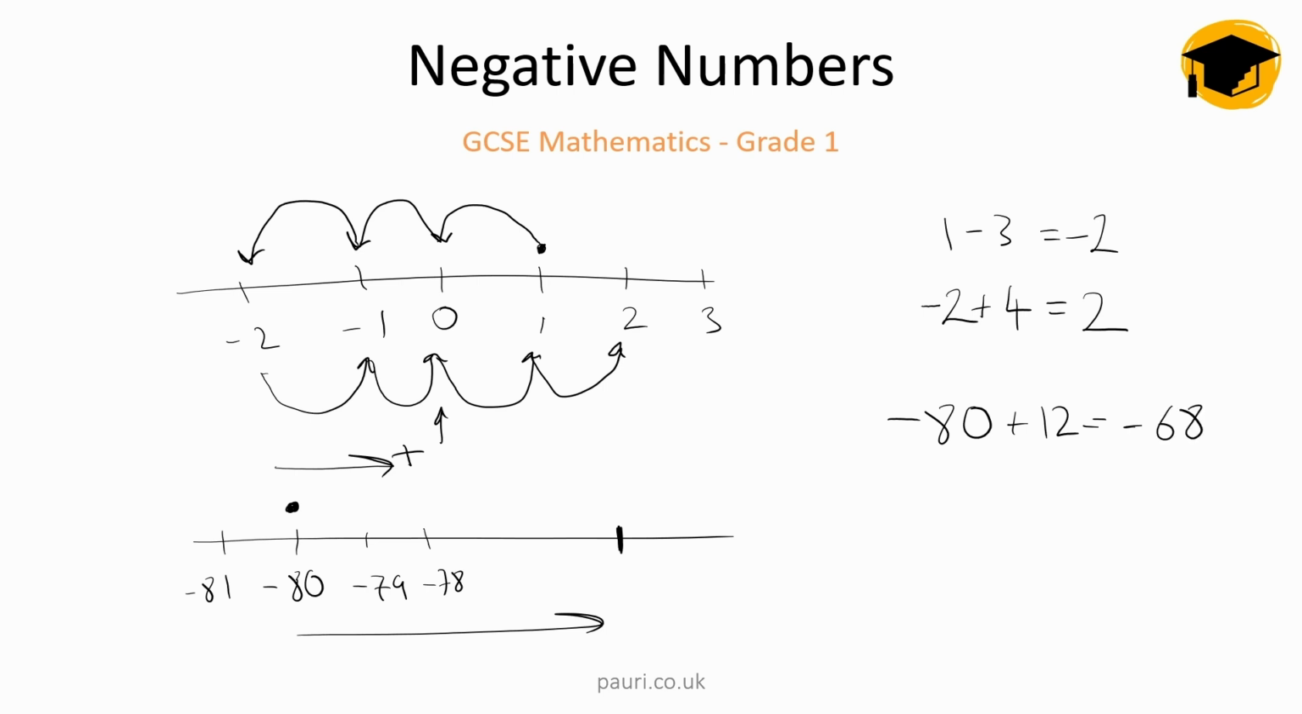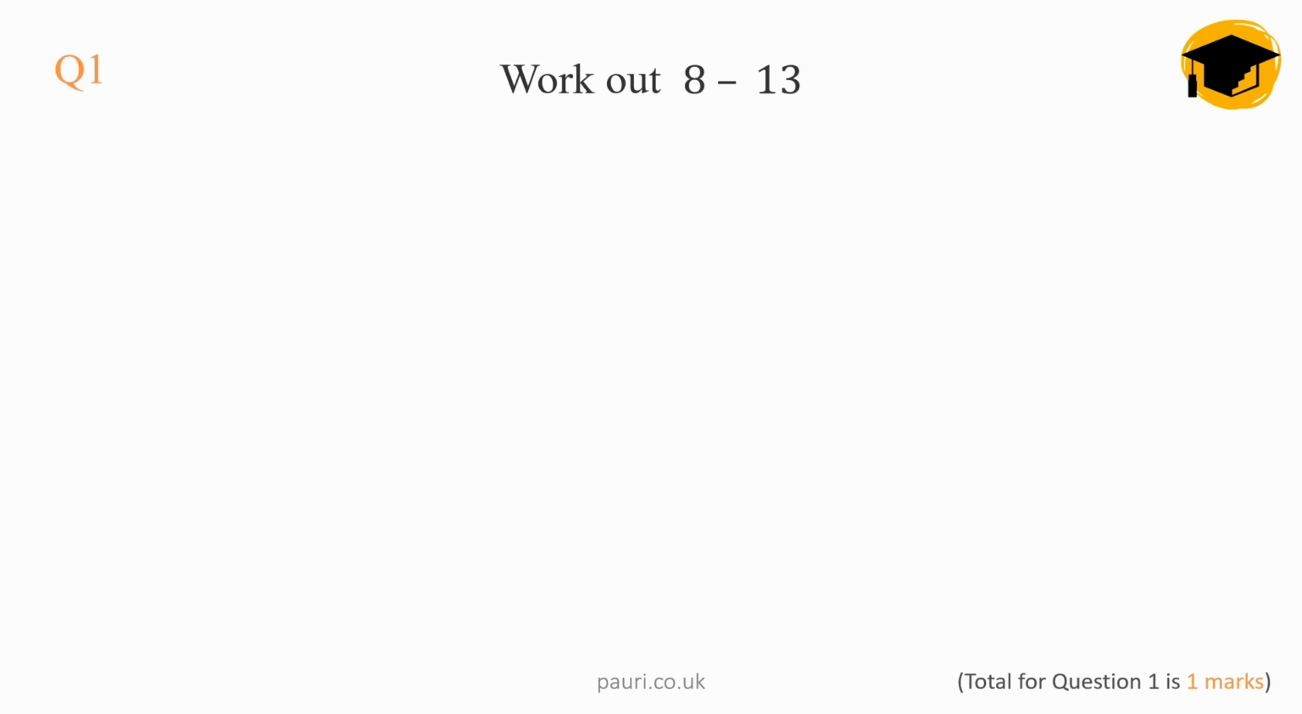So let's have a go at the questions. Question 1, 8 minus 13. Think of your number line. We're going to the left hand side. 8 minus 13 is -5. 1 mark.